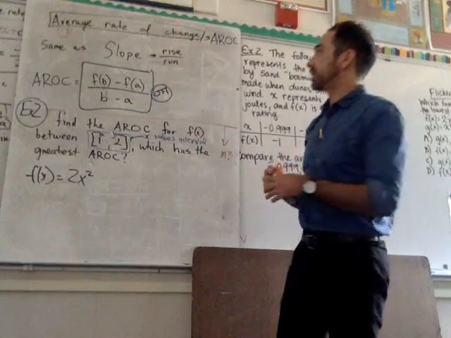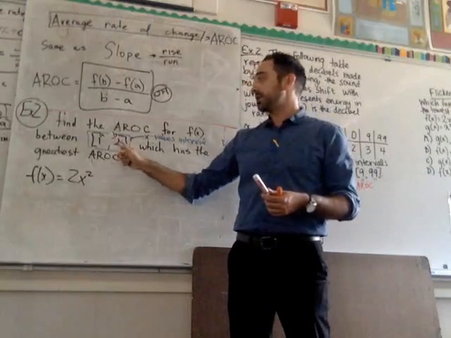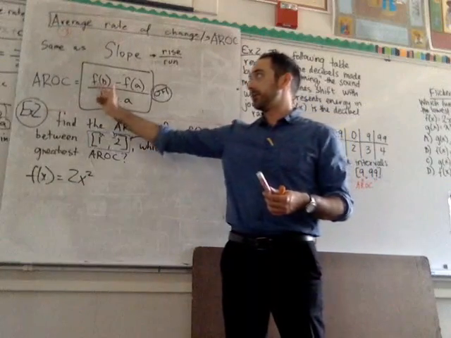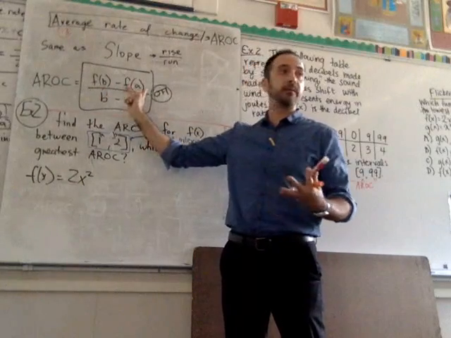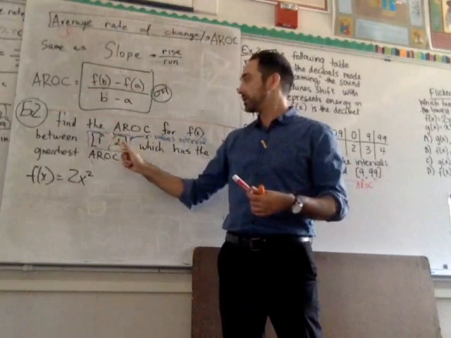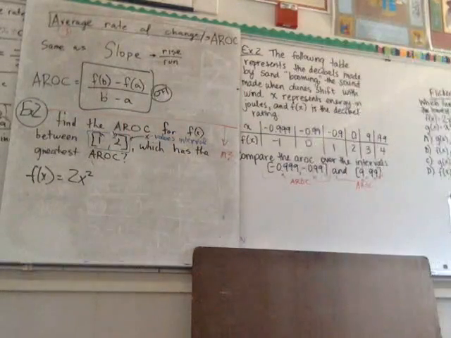The way we're going to do it, though, is if you had this function right here, you would plug 2 into the function. That'd be f of b, minus plug 1 into the function. That'd be f of a, over 2 minus 1. So you would set it up just like that. We did that last Thursday, so I'm not spending too much time with it.